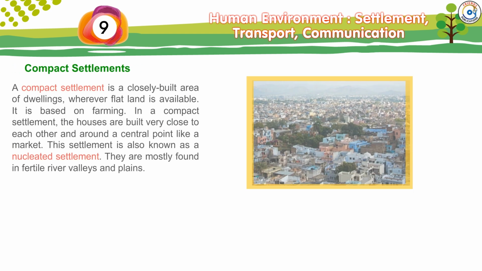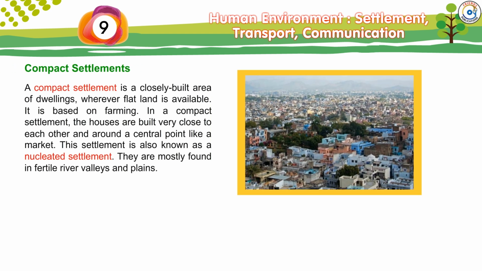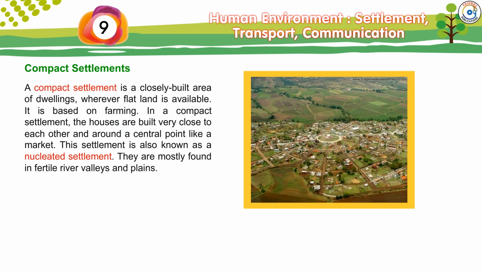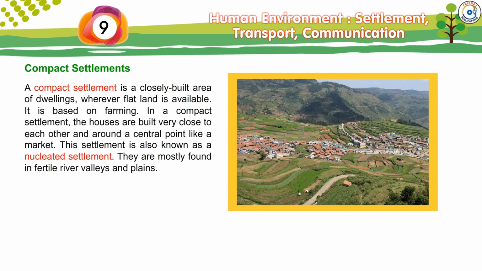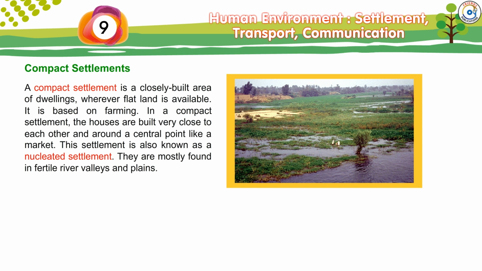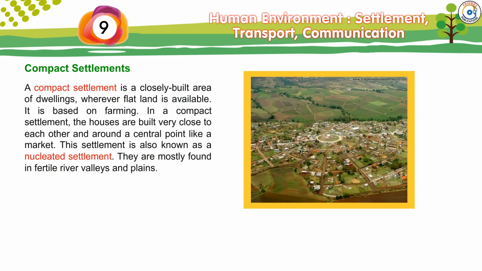Compact settlements. A compact settlement is a closely built area of dwellings wherever flat land is available. It is based on farming, in which the houses are built very close to each other and around a central point like a market. This settlement is also known as a nucleated settlement. They are mostly found in fertile river valleys and plains.